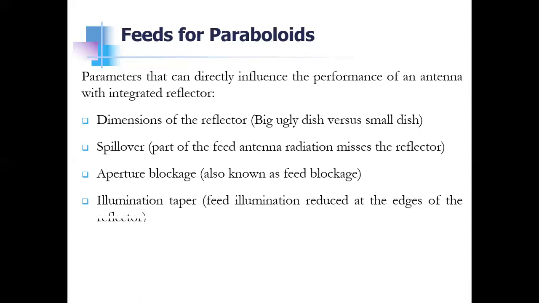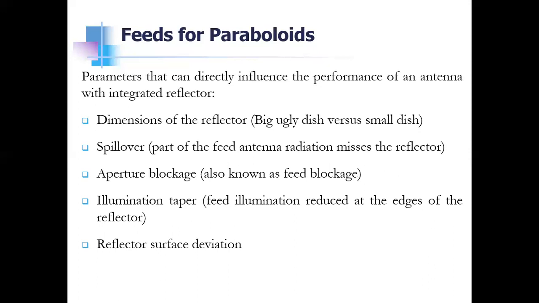Next is illumination taper. Towards the edges of the reflector, the illumination coming out of the feed would reach, but this radiation reaching the edges of the reflecting surface gets tapered. This is called illumination tapering. At the edges of the reflector the radiation is reduced when compared to the maximum radiation, which is towards the center of the reflecting surface.